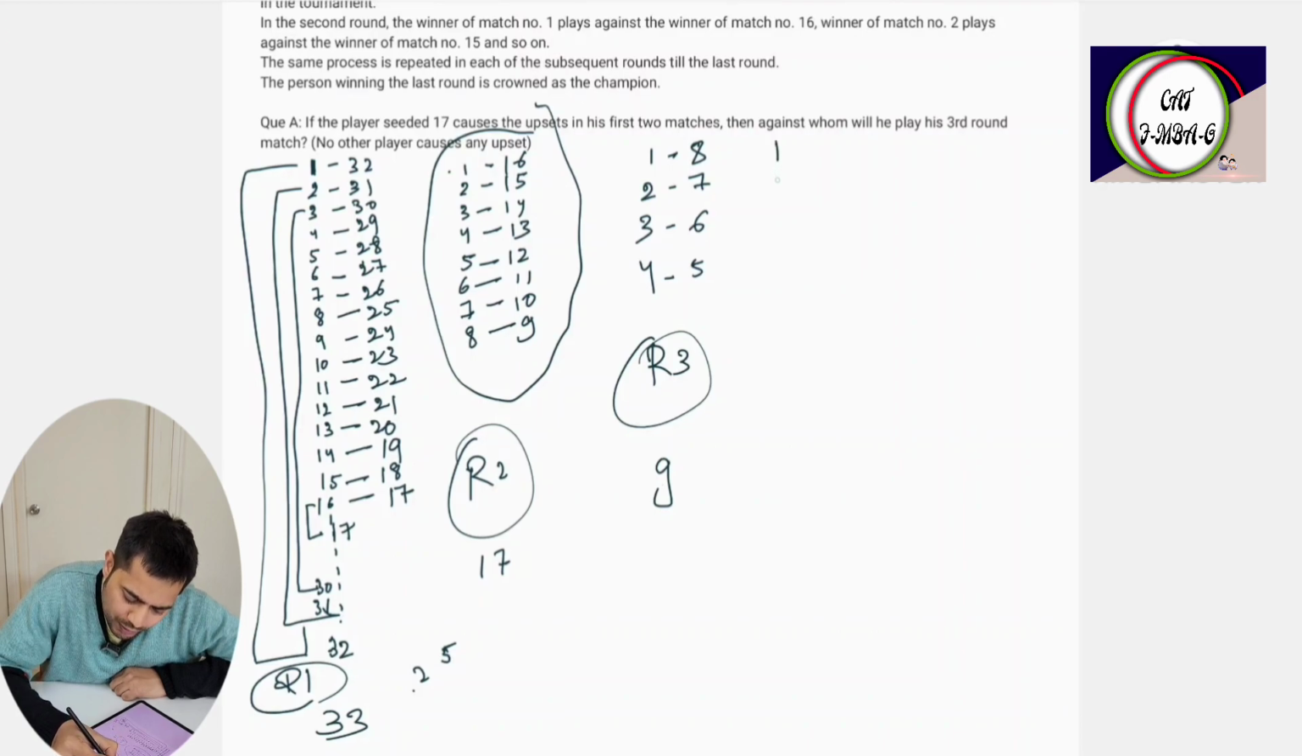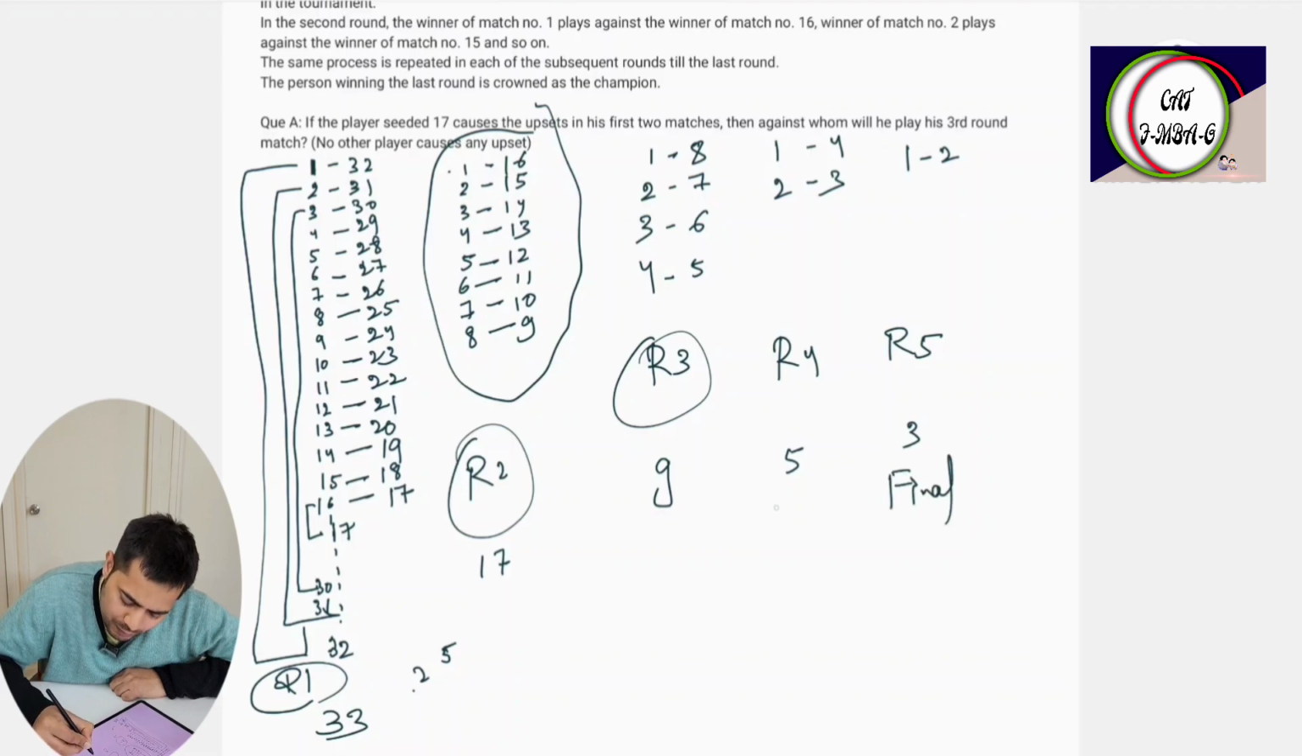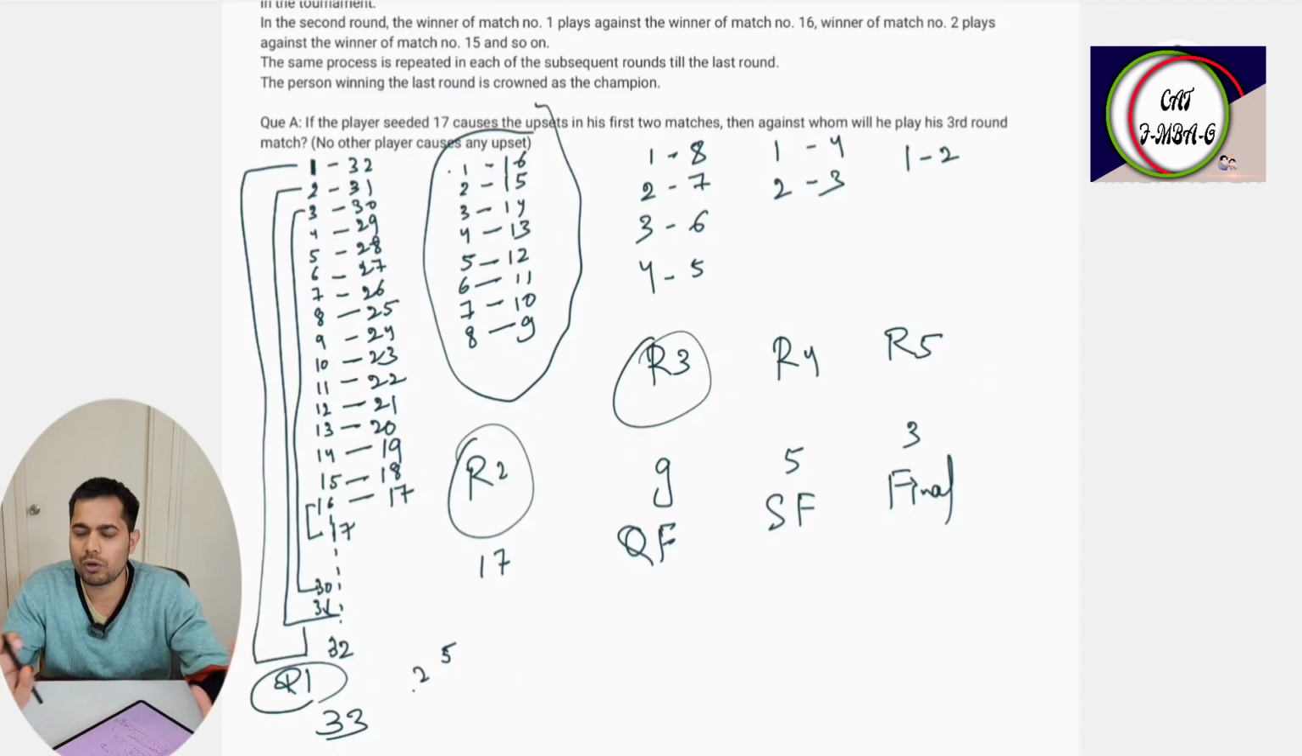In the next round, 1, 2, 3, 4 will go, 1 will play against 4, and 2 against 3. This is round 4 and the total is 5. Finally, 1 and 2 will be there, round 5. So the total is 3. So this is the final, this is the semi-final, this is the quarter-final. Okay, we have drawn the table.